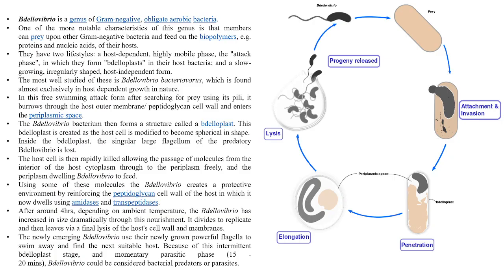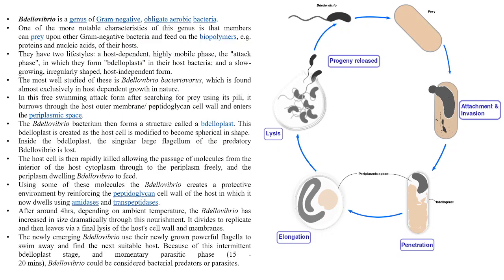So let's talk about Delovibrio. Delovibrio is basically a gram-negative obligate aerobic bacteria, and this is its life cycle. It preys on gram-negative bacteria and not gram-positive, and they have two lifestyles: a host-dependent, highly mobile phase, the attack phase, in which case it latches onto the host. It goes to the periplasmic space of the gram-negative bacteria, and then it forms a structure called Deloblast. So that is why we have matched Delovibrio to Deloblast. Deloblast, they attack the host, which is a gram-negative bacteria.